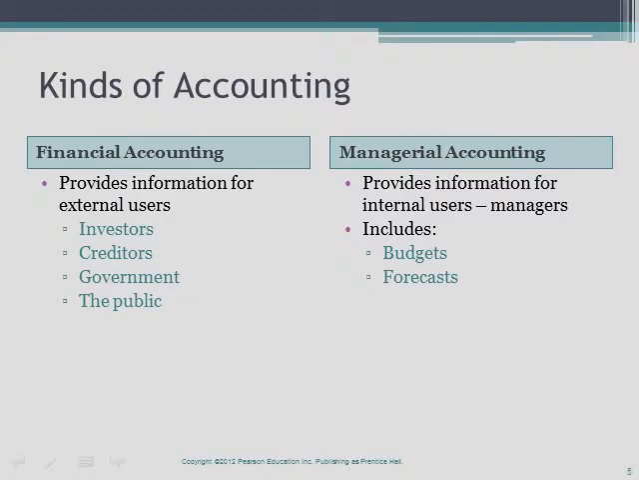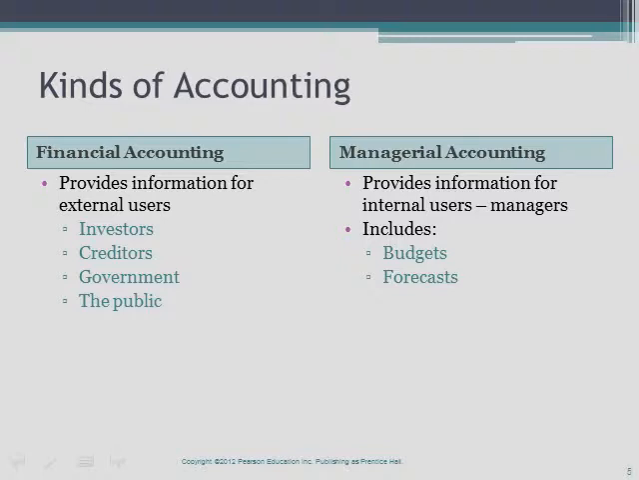So let's talk now about the different kinds of accounting. Both external and internal users of accounting information exist. We can therefore classify accounting into two branches. Financial accounting provides information for decision makers outside the entity, such as investors or creditors, government agencies, and the public. This information must be relevant for the needs of decision makers and must faithfully give an accurate picture of the entity's economic activities.